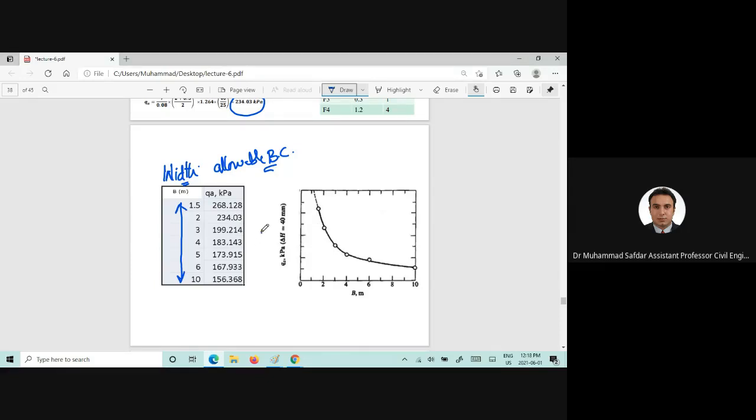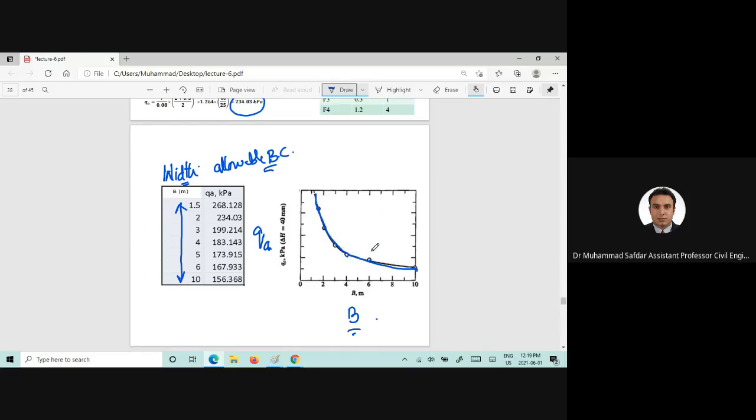So y-axis would be the Q allowable, and B, which is the width of the foundation. So we will plot this in a curve, which was also requested or desired in the problem. And now we can clearly see a trend that with increasing B, the allowable bearing capacity is decreasing.